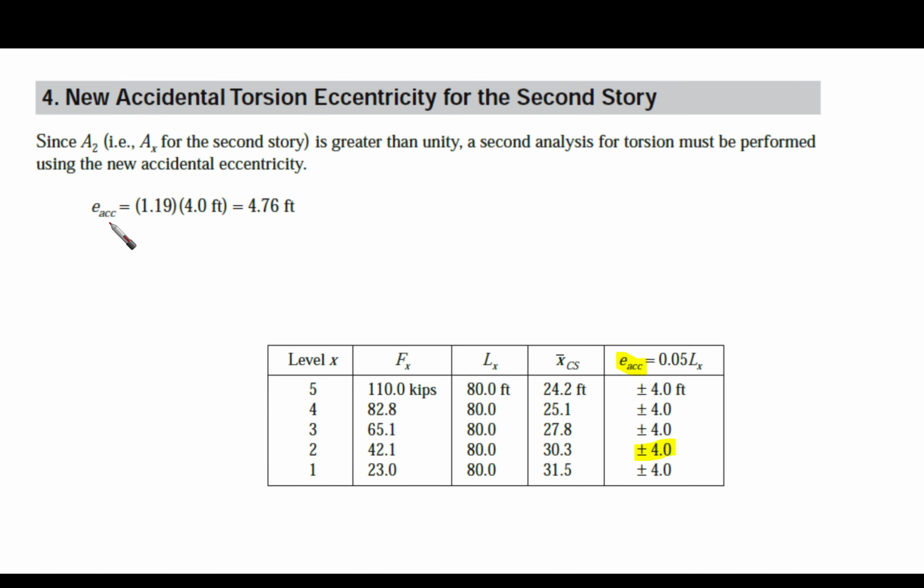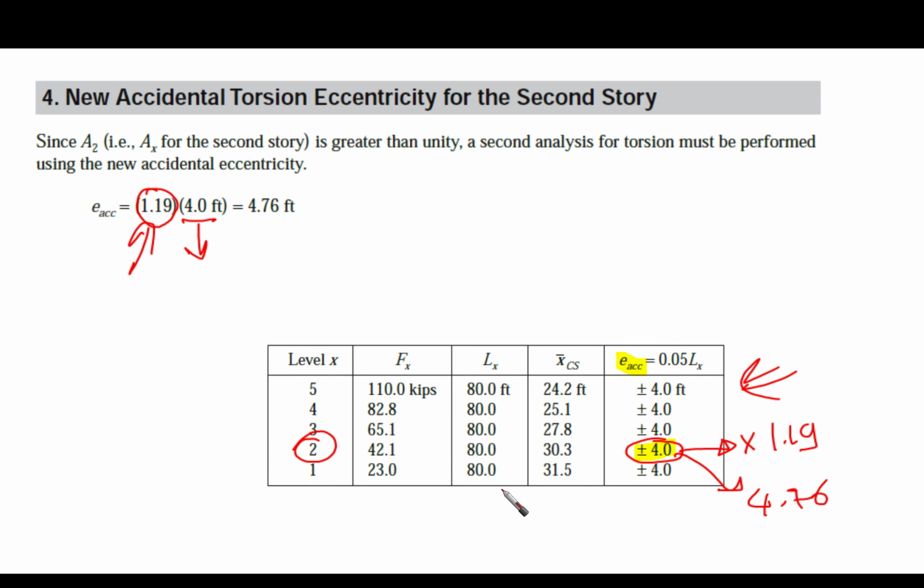So let's go here. The accidental torsion is going to be 1.19 from the previous slide times 4, which is already the torsion that, if you remember in the first table we explained, we had 4, plus or minus 0.05 Lx. Now this should be multiplied by 1.19. So the new value for the second floor is going to be 4.76. Okay, so this is the new accidental torsion eccentricity for the second story. It is 4.76, not 4.